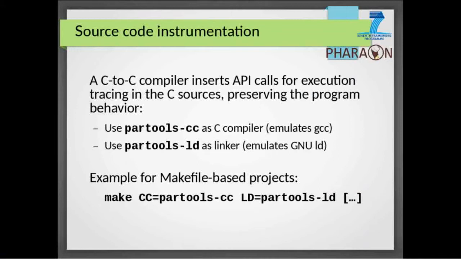The source code instrumentation is done automatically using a C2C compiler. This analyzes the C sources of the project and generates new source files that include API calls to the tracer library while preserving the original program behavior. The instrumented sources are then automatically compiled into objects that are then linked to create the executable. For projects based on Make and GNU tools, this step can be as simple as replacing the GNU compiler and linker with the compiler and linker provided by ParTools.